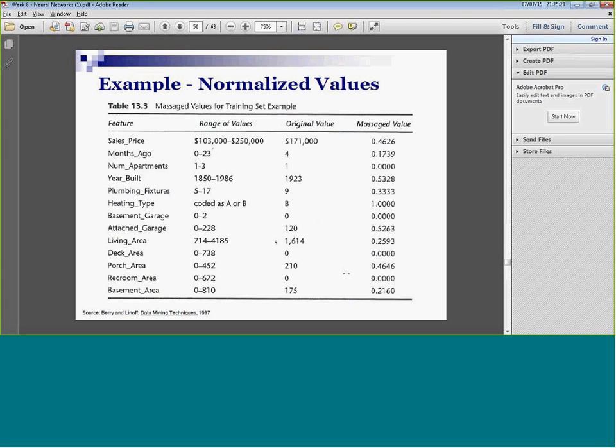Then what do we do? Well, we have to take that range and normalize it. So if we said the lowest priced house that sold in our data set was 103, the highest price was 250, I'll call this a 1, I'll call this a 0, then this one that sold for 171 is what? 0.4626. And this 4 is 4.1739 of the way from 0 to 23. So they normalized all the inputs. Remember, they have to be normalized between 0 and 1.